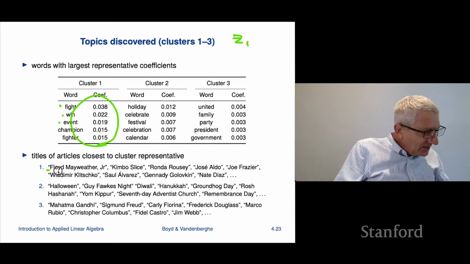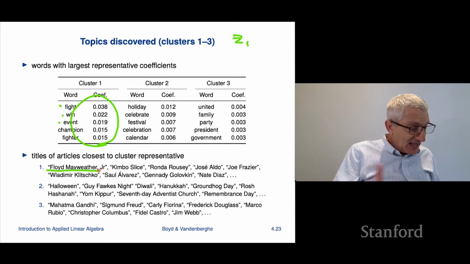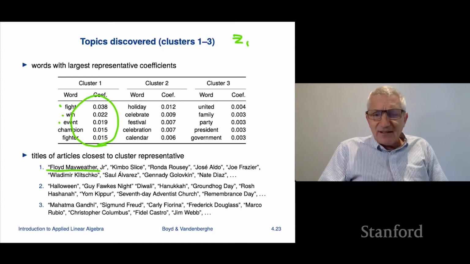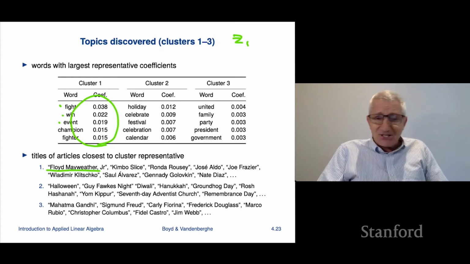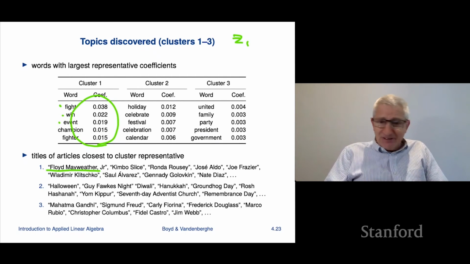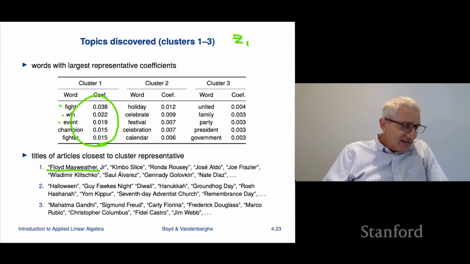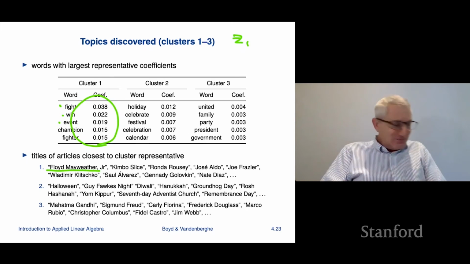Okay, so they are Floyd Mayweather Jr., Kimbo Slice, Ronda. Actually, I don't know who, but I think it has to do with boxing. Not that I would know. But the point is, it kind of makes sense. Like, wow, it actually figured something out. I mean, something emerged, right? So that clustering has to do with boxing or something.